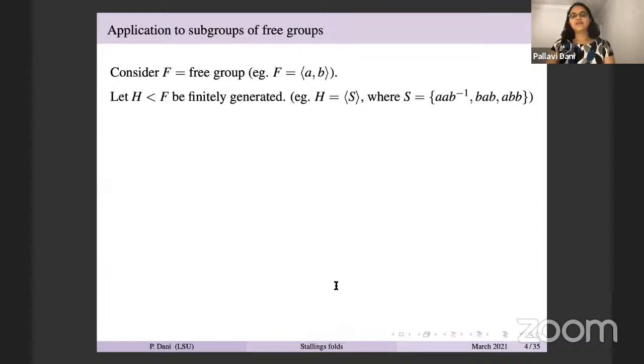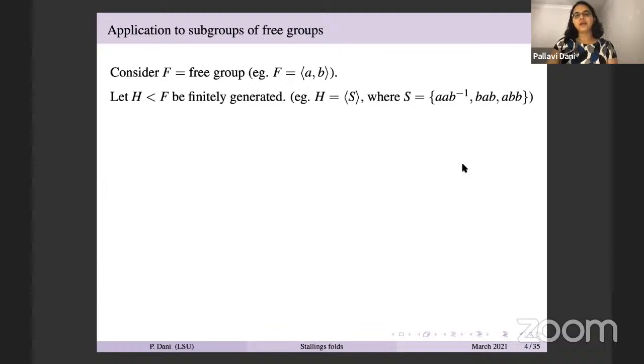Okay, so let's see how we can use this to say something about free groups. Consider the free group F. Again, for definiteness, let's take the free group generated by these specific elements A and B. And let H be some finitely generated subgroup. Again, for definiteness, for this example I'm going to pick a specific subgroup generated by these three elements that I have written down here.